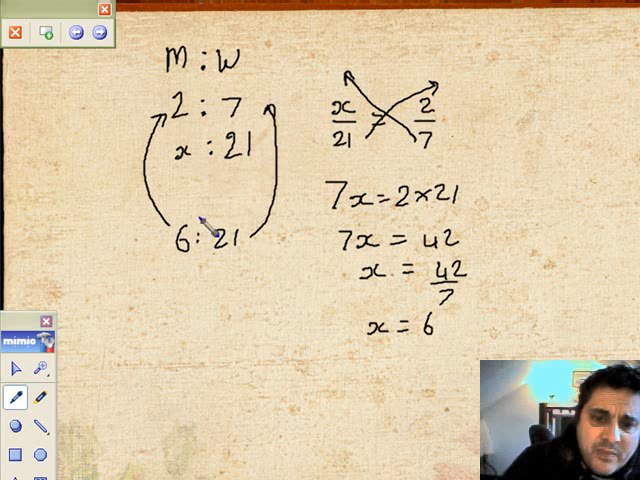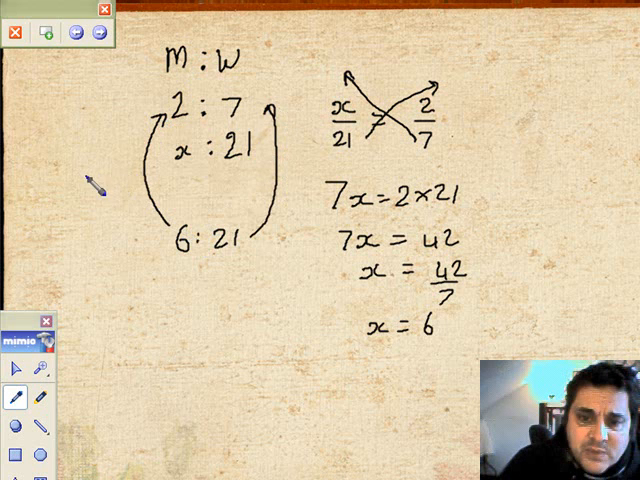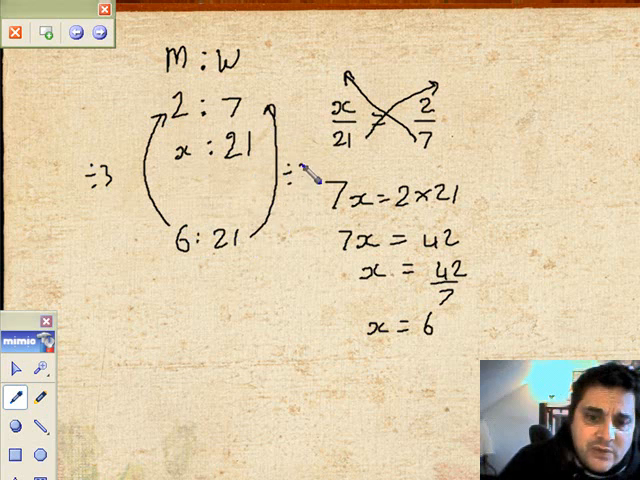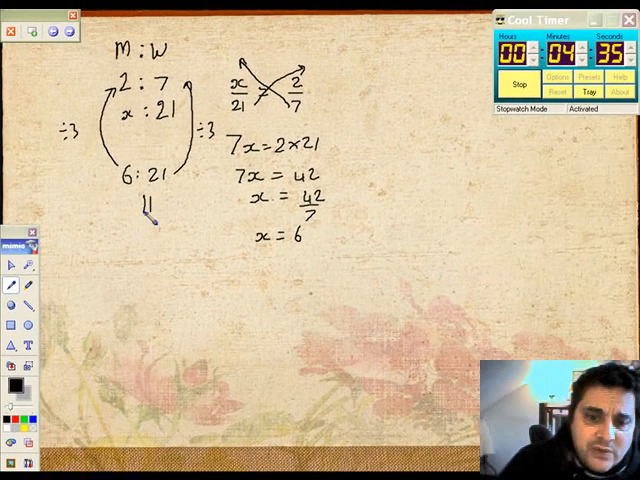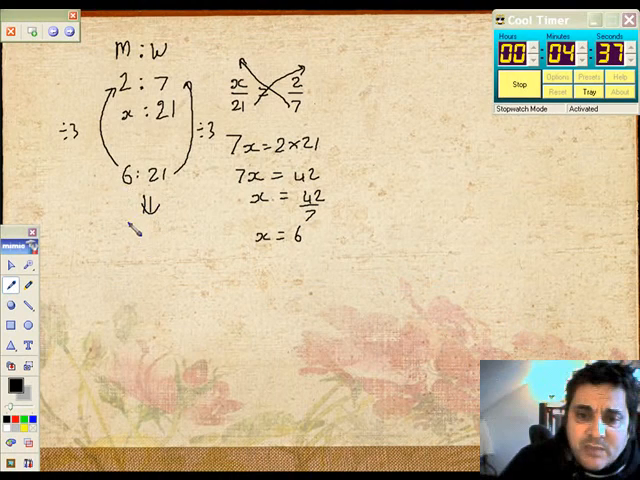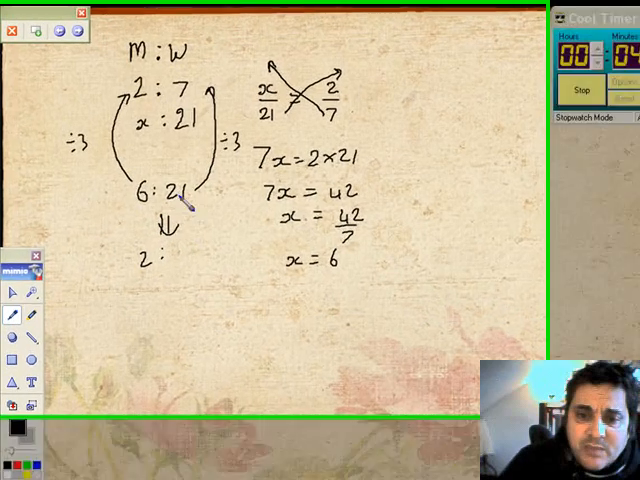Divide by 3. How do you get from 21 down to 7? Divide that by 3 as well. And it actually does give you the correct answer. 6 divided by 3 is 2. 21 divided by 3 is 7. And that's fine. So we got it completely right.